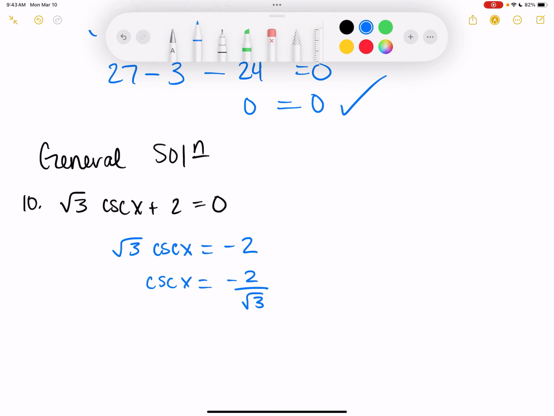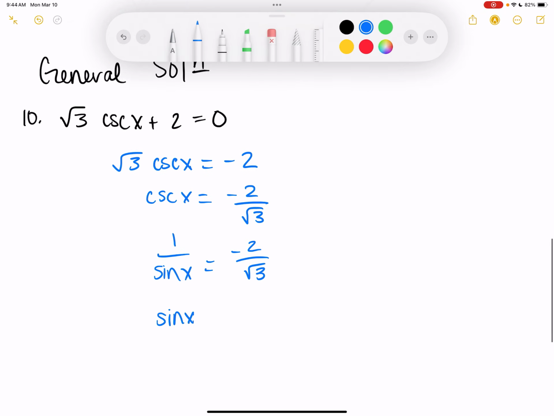Cosecant is 1 over sine. So this is 1 over the sine of x is equal to negative 2 over the square root of 3. Now, both of these are fractions, so I flip the fraction over. So this is sine of x is equal to root 3 over 2, and that whole thing is negative. Now I can take the inverse. I can't take the inverse up here.